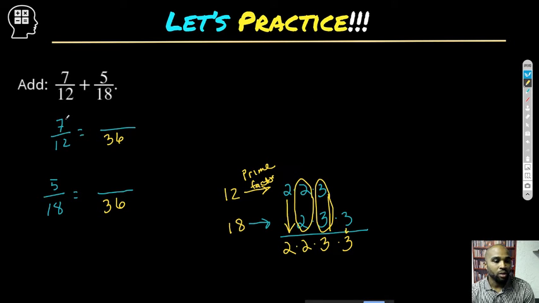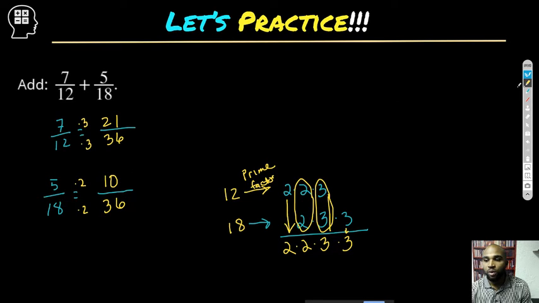So let's find out what the top numerator has to be. 12 times what gives us 36? Well, that's 12 times 3. So we need that same 3 up top. And 21 over 36 is the same as 7 over 12. 18 times 2 gives us 36, so we keep that same factor in the numerator. 5 times 2 is 10.